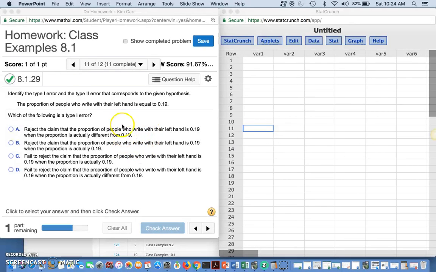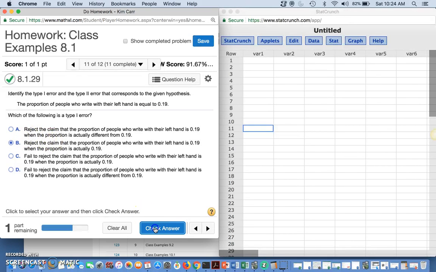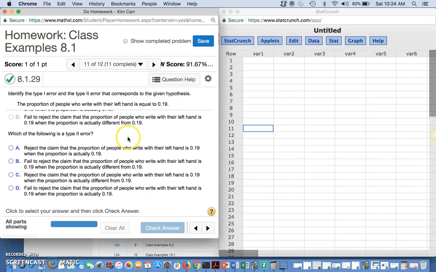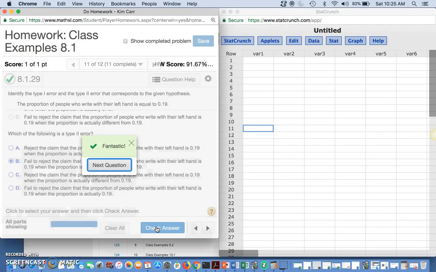What was a type 1? Rejecting it when it was really true. Okay. Type 2 is failing to reject when it's not true. Fail to reject the claim that the proportion of people who write with their left hand is 0.19 when the proportion is actually different from 0.19. Okay, you want to fail to reject it when it is different from. These can be very, very tricky.